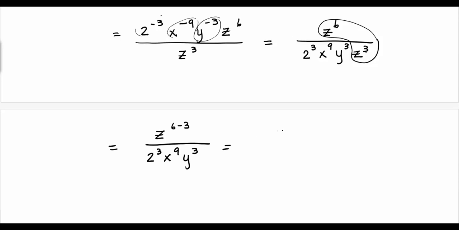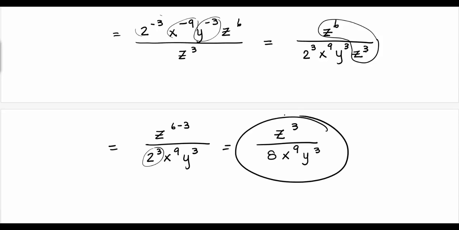And now I can simplify it completely, right? So I have z to the 3rd, 6 minus 3 is 3. And then 2 to the 3rd is 8. 2 times 2 times 2 gives me 8. X to the 9th, y to the 3rd. Now that's my final answer. I have no negative exponents in my answer, so I'm good.